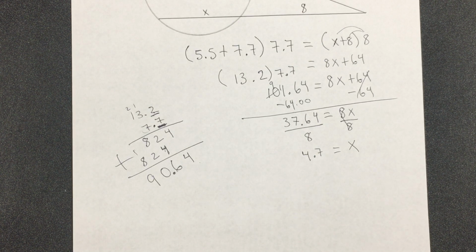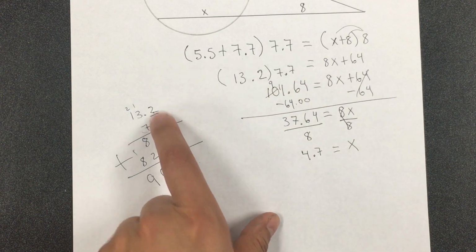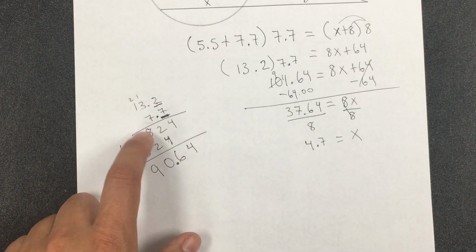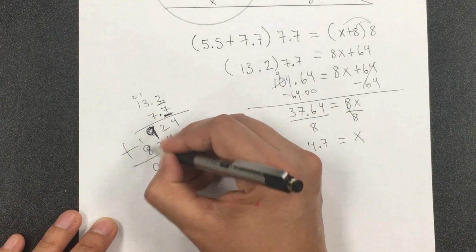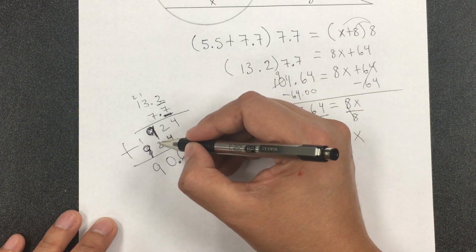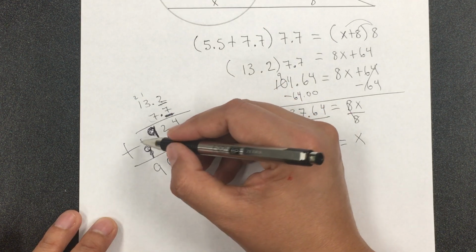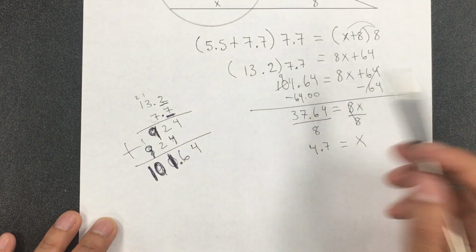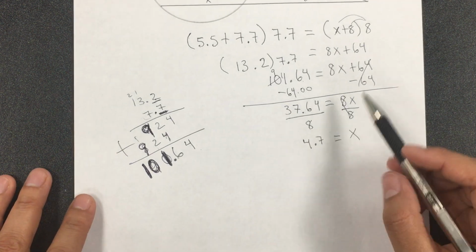Why did I get 90? 13.2 times 7.7. 14, carry 1. 3 times 7 is 21, carry 2. 7 times 1 is 7, 8, 9. 9. Oh my goodness. Yeah, great. I'm teaching you. So this is going to be 9. Okay, now let's add correctly. 4, 6, 9, 10, 11. There you go. And then carry 1, 9, 10. Now that's the 101.64.